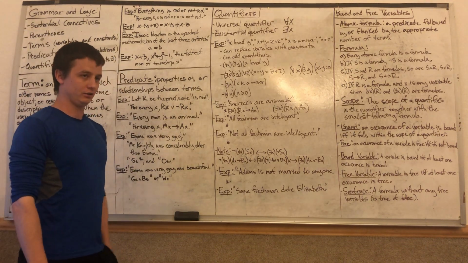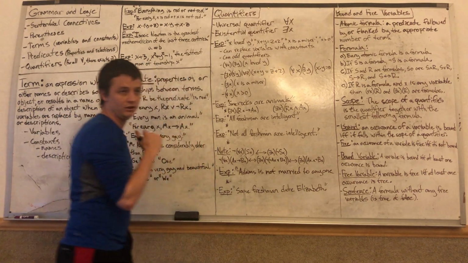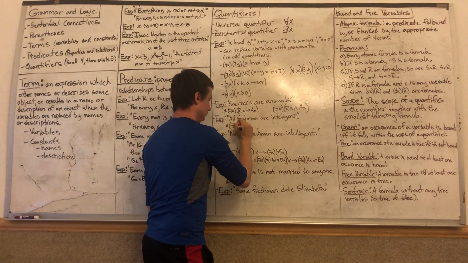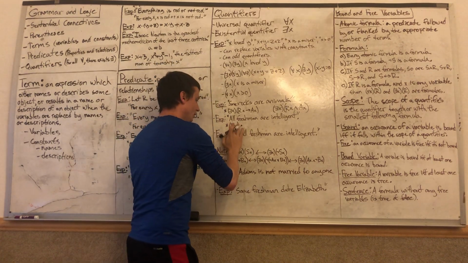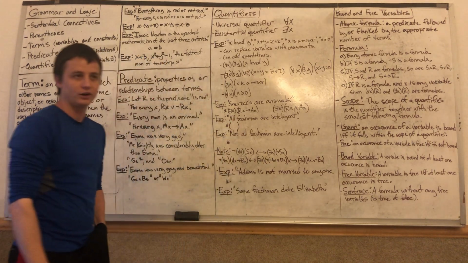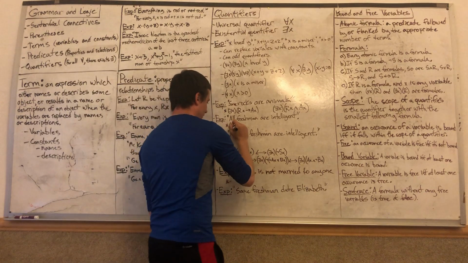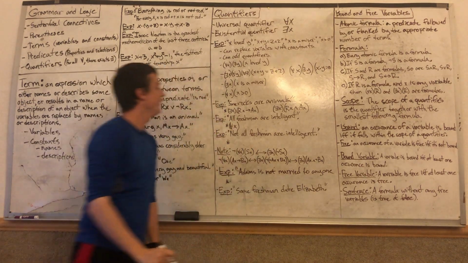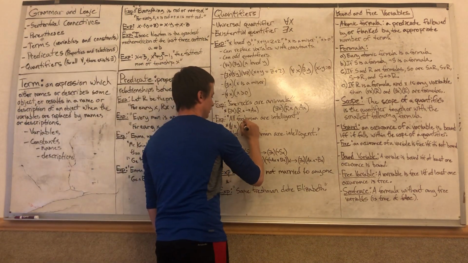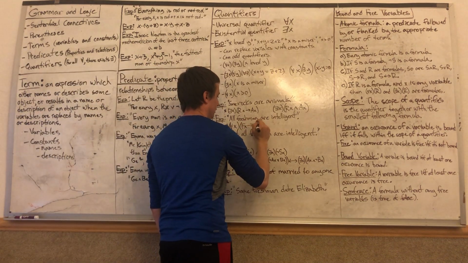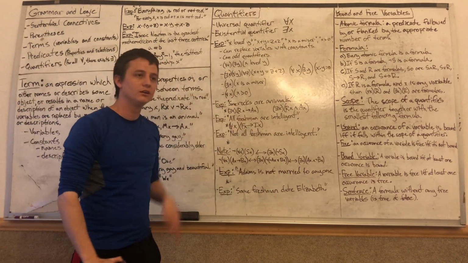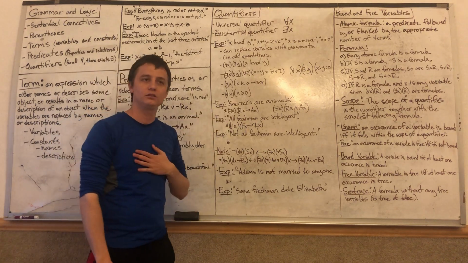All freshmen are intelligent. How do we symbolize this? There exists X. No, for all X. We're being torn. Come to consensus. There exists or for all? For all. For all X, if X is a freshman, then X is intelligent. All freshmen are intelligent. Wonderful.